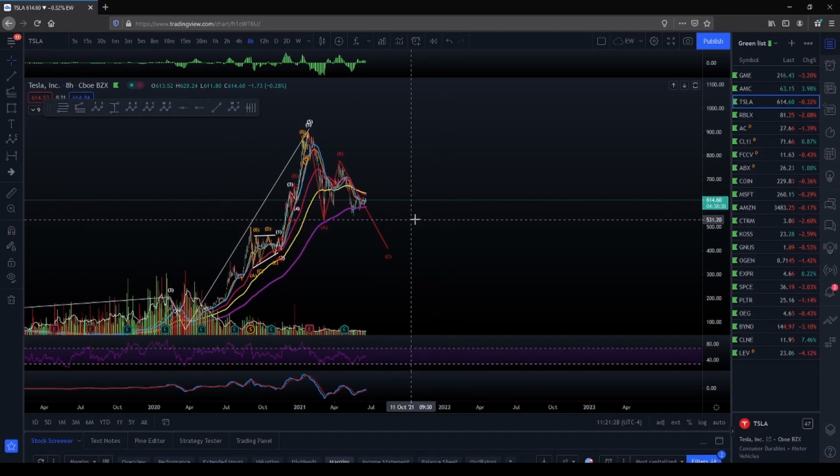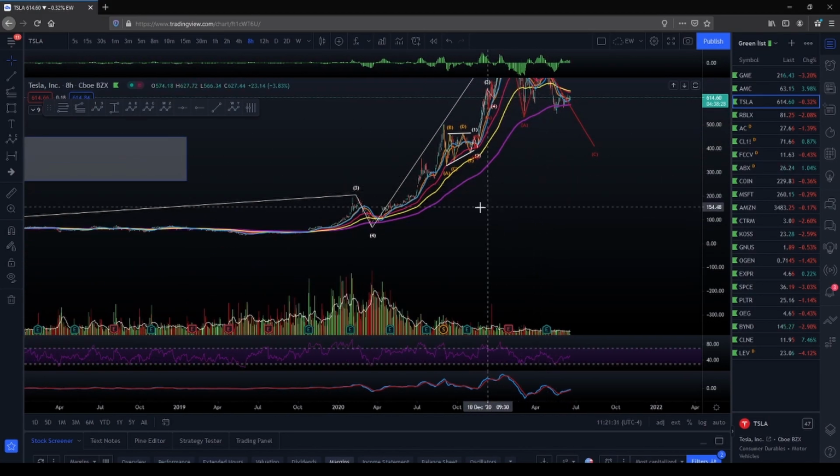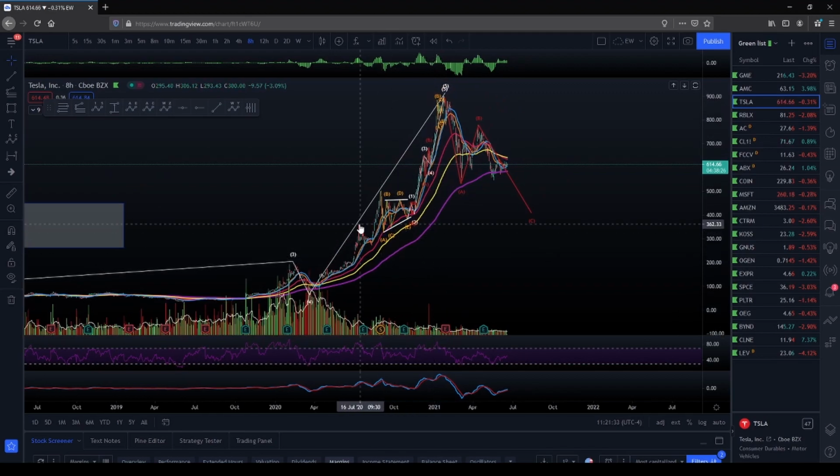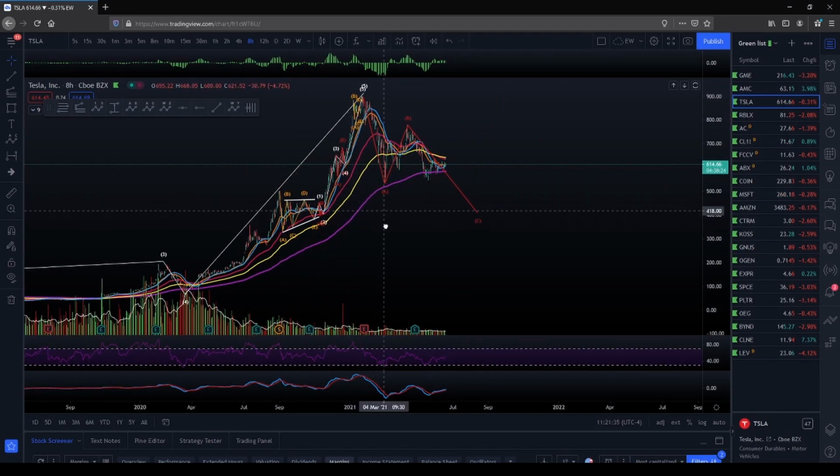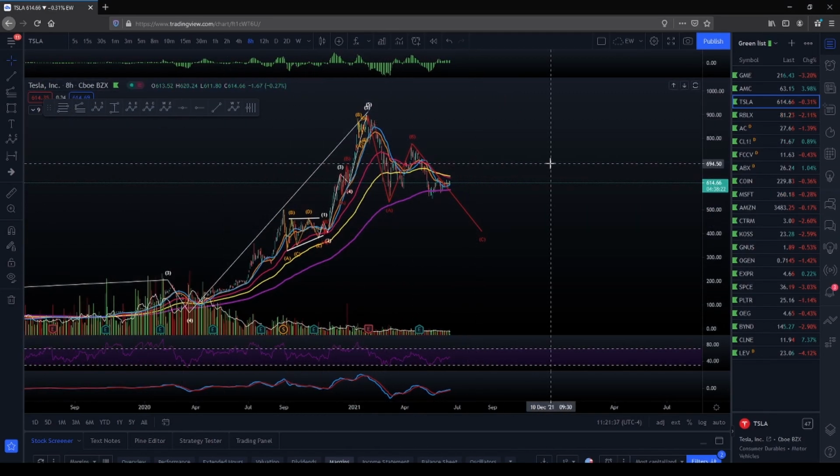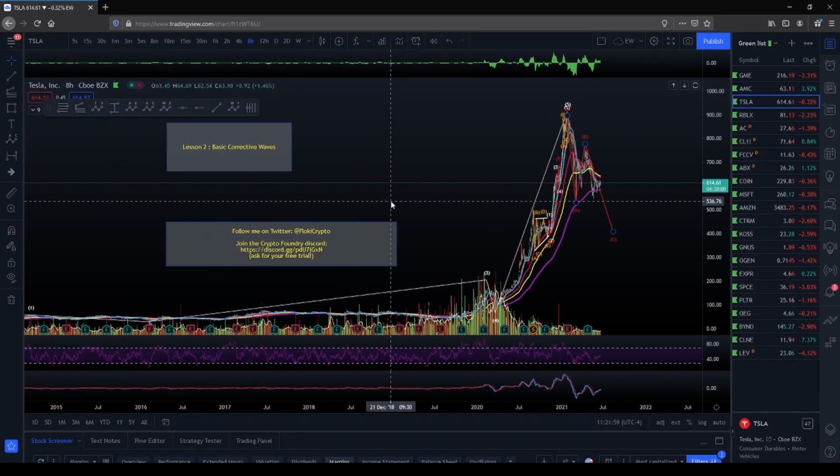So yeah, I think we found a lot of nice corrective patterns that we were able to identify here on the Tesla chart. So it's all about zooming in, zooming out, finding the correct calls, looking at your divergences, defining if you could see 5 waves of impulse on the first wave of the correction to either identify a zigzag or a flat. So yeah, if you have any questions, just let me know in the comments.